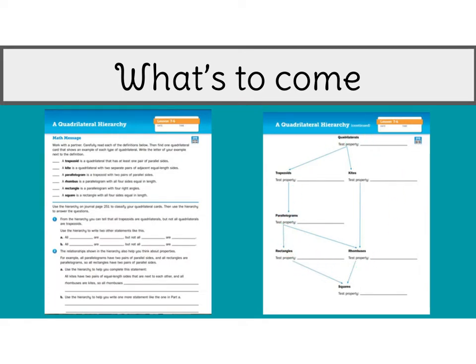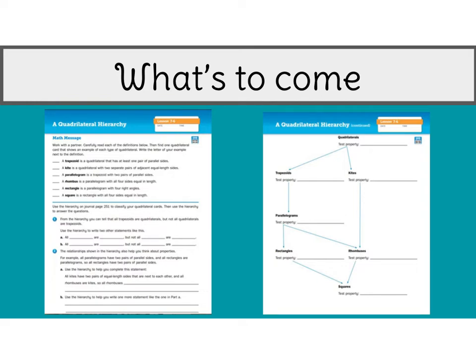Notice we're starting at the top with quadrilaterals. They have a section here that says test property. So you're going to put what property you're testing for that particular item, and then determining whether it's going to go to the trapezoid test next, or does it fall into the category for kites. And so you're going to follow this hierarchy, whichever direction you deem feasible for that particular shape.